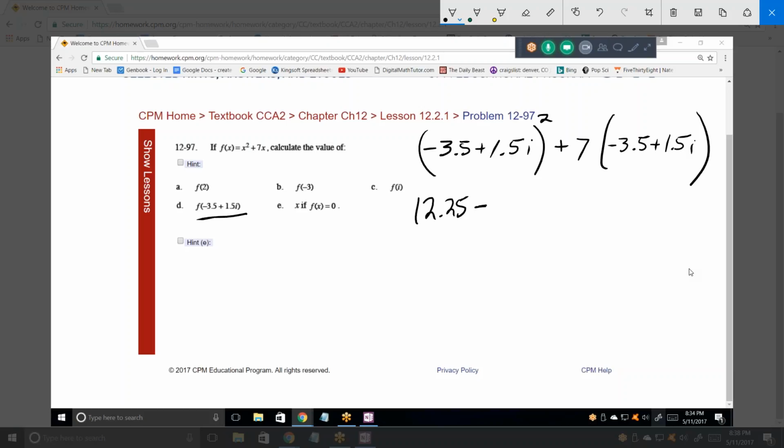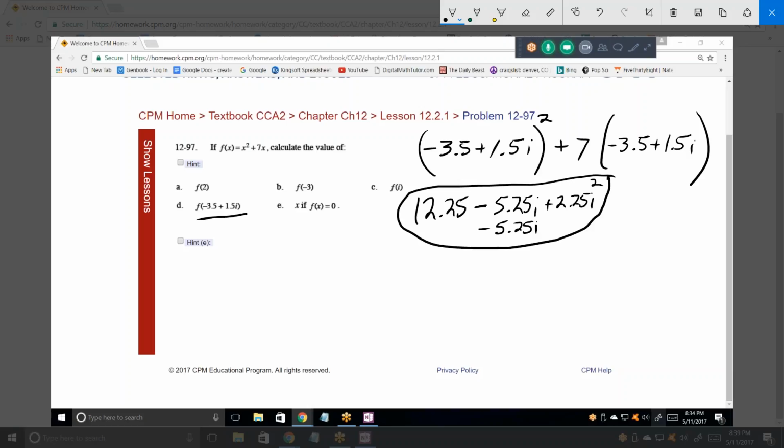What's 3.5 times 1.5? 5.25. So we have 5.25i minus another 5.25i, right? That's the third term. And finally, the last term is plus 2.25i squared. So let's simplify all of that.